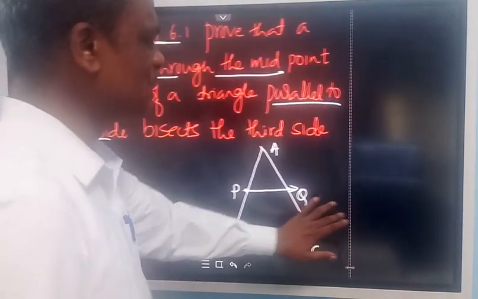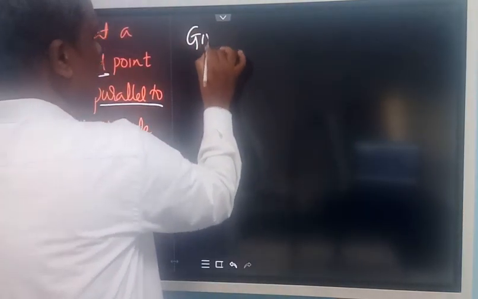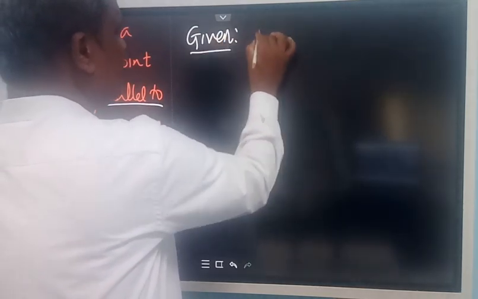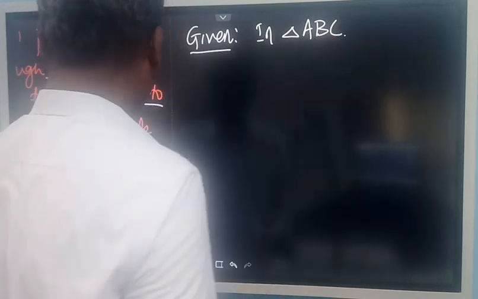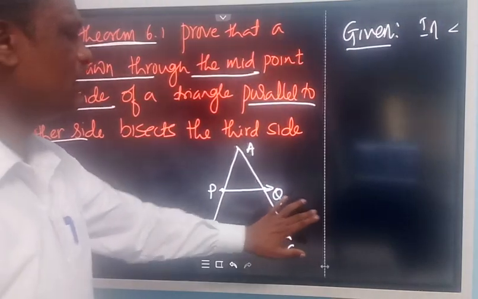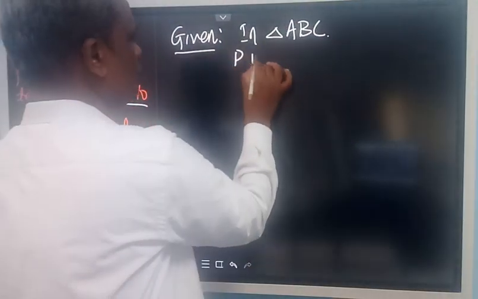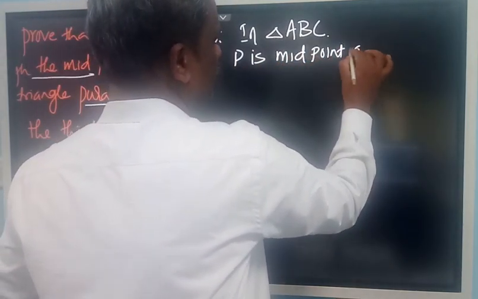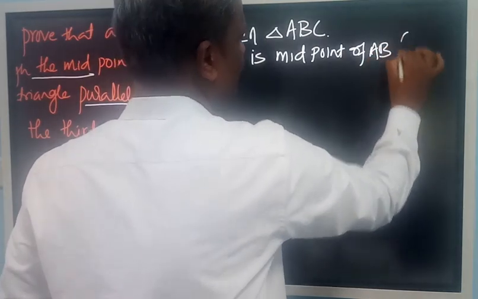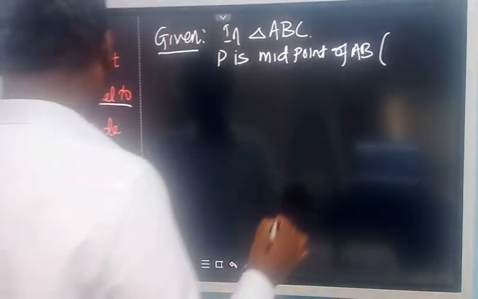So let us write what is given. Given, in triangle ABC, P is the midpoint of AB. What is the meaning of midpoint? It divides it into two parts.